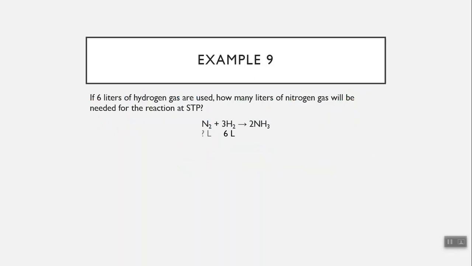So we're given 6 liters of hydrogen. It wants to know liters of nitrogen, and we can cross out ammonia because it's not talking about it at all in the problem, okay? So we're going to bring up that picture, all right?